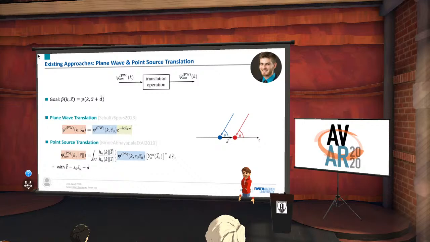And there's the point source translation method, which is probably even equivalent to the plane wave translation method. I'm not entirely sure, but I think so. And I won't go into detail about this now, but one interesting fact is that the point source translation has some structural similarity with what I'm going to present now.